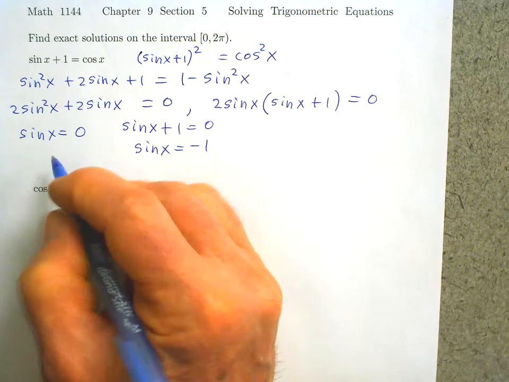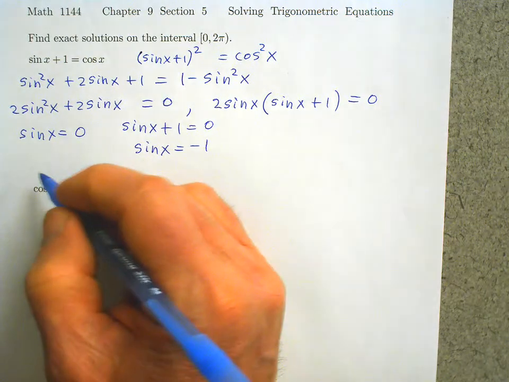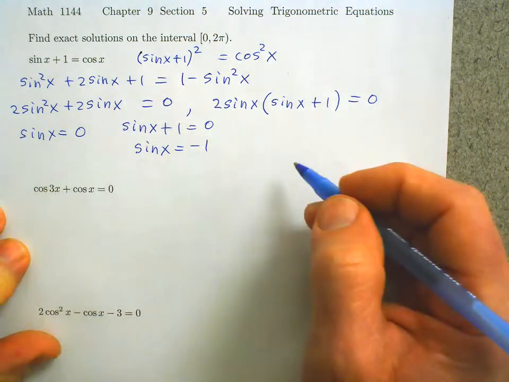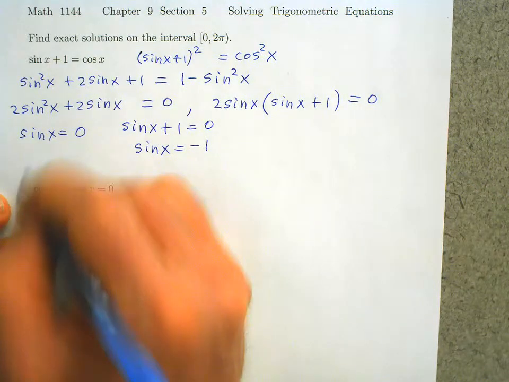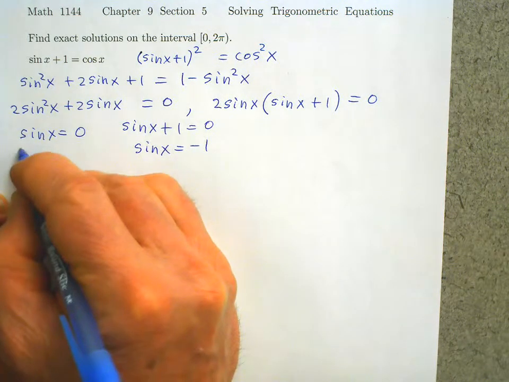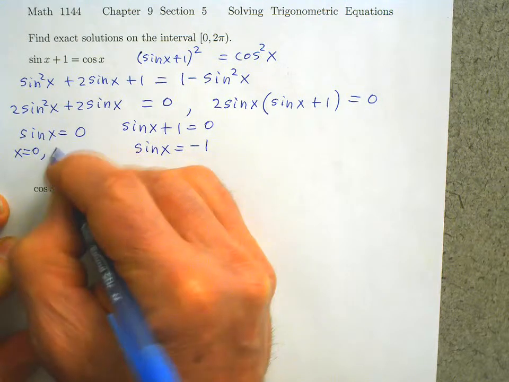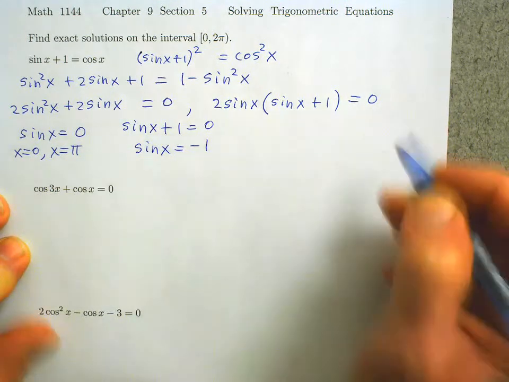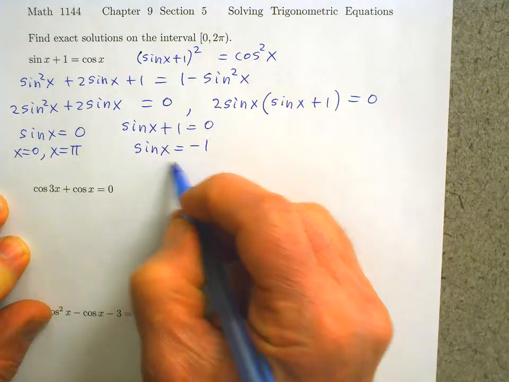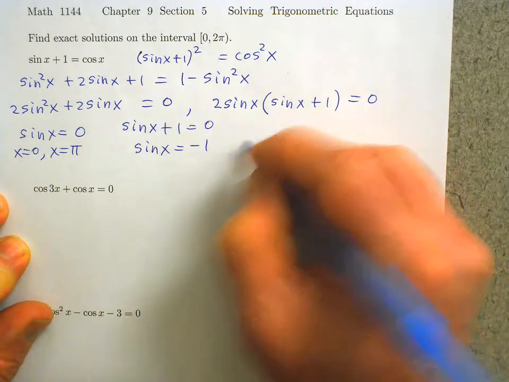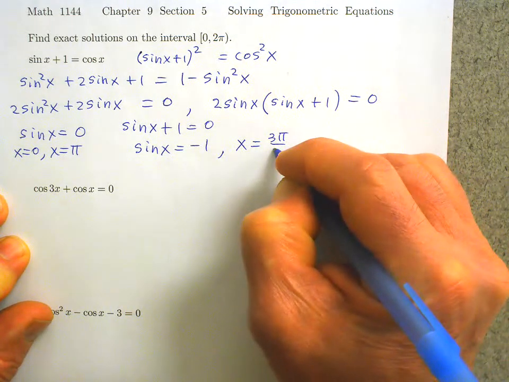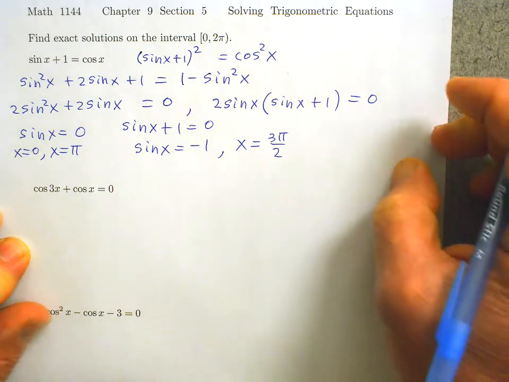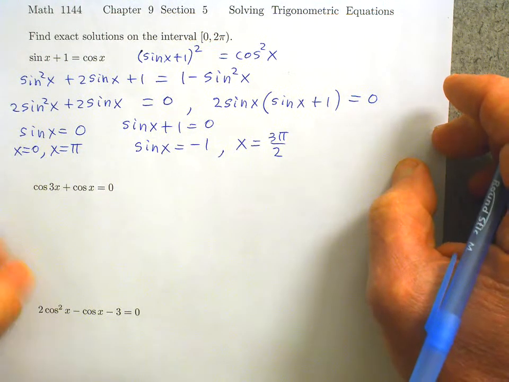Okay, sine of x equals 0 for values of x between 0 and 2 pi, excluding 2 pi. We get x equals 0 and x equals pi. And sine of x equals negative 1 when x is 3 pi over 2.